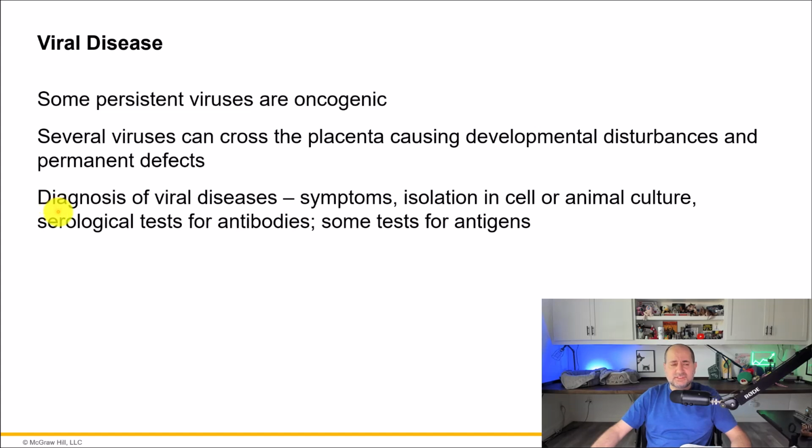When diagnosing viral infections properly, it's important to look at the symptoms and signs. It's important to isolate in cell or animal culture. It's important to do serological tests for antibodies and some tests for antigens as well. It all depends on the particular viral infection. They have telltale signs and symptoms, and they have different mechanisms for diagnosis.